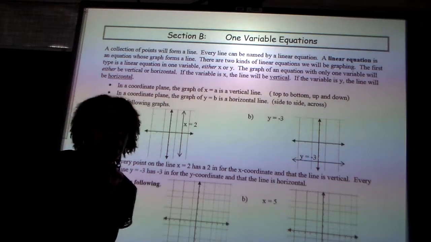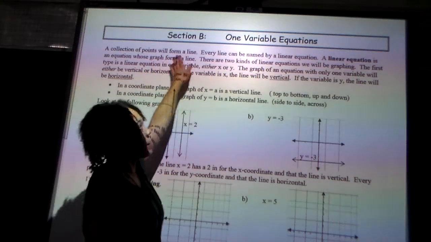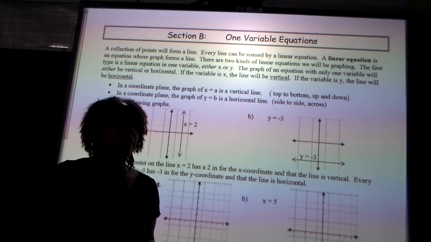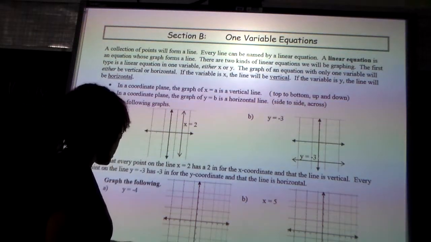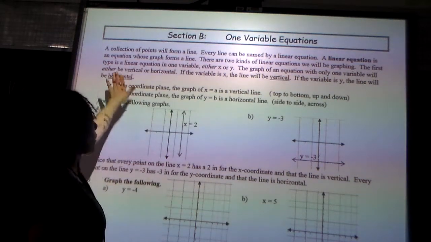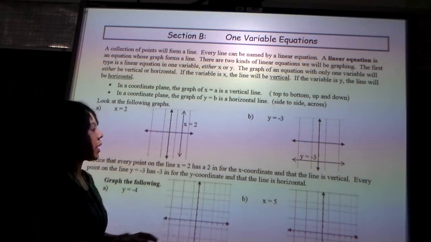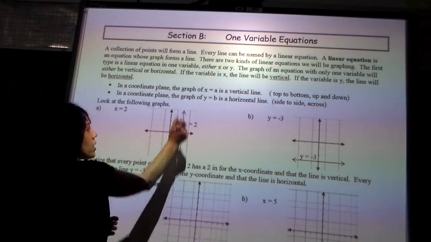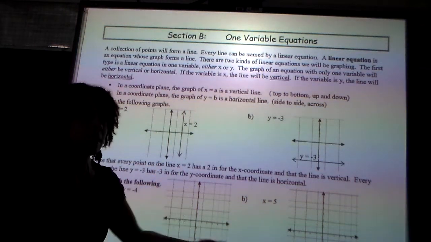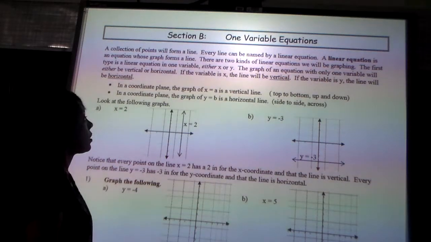Okay, what we're looking at here is section B, one variable equations, when we're talking about graphing on the coordinate plane. And basically it's a collection of points that form a line. So if I have a line, it basically means every point on that line is a solution to your equation.